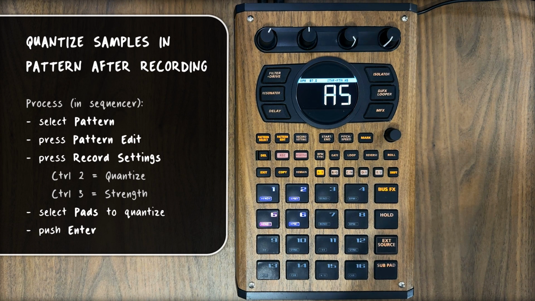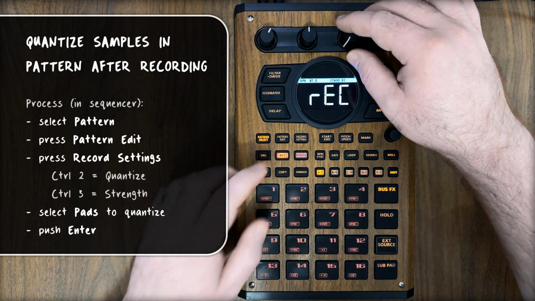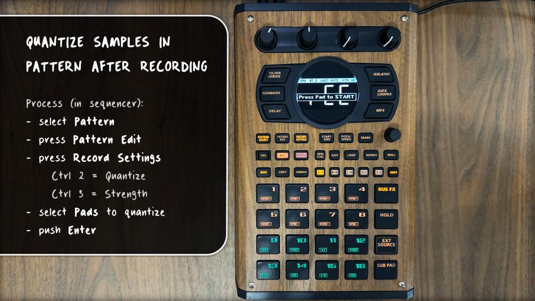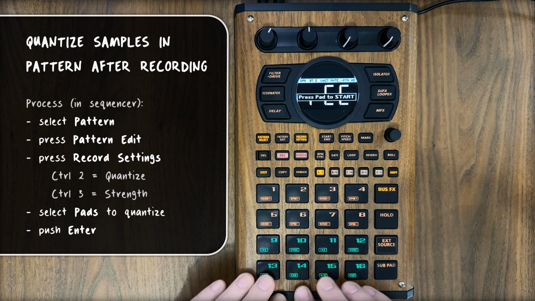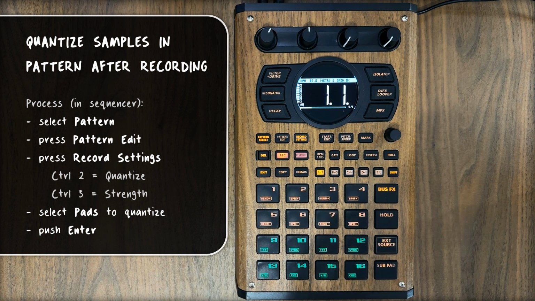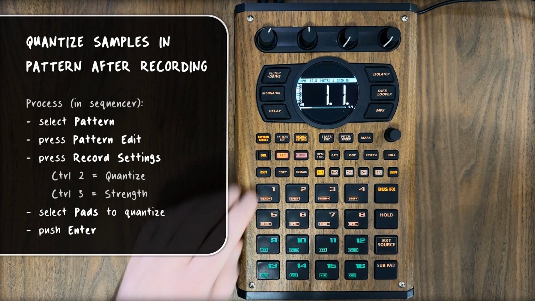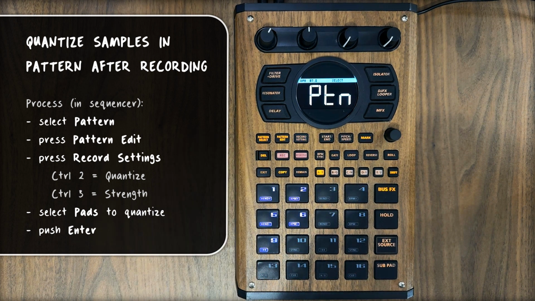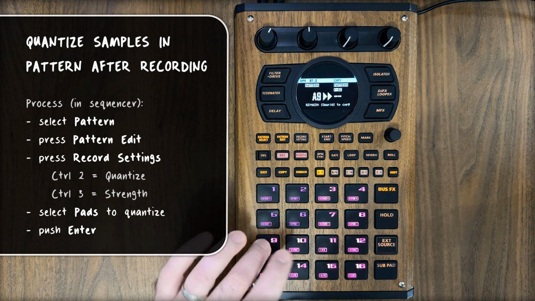Okay, one last thing I think is an actually pretty useful tool is you can now quantize a specific sample in a pattern after you've recorded it. So for example, I'll try to record something completely unquantized and disgustingly horrible and see what I can do with it. Alright, that's pretty gross. Now I'll make a copy of that.